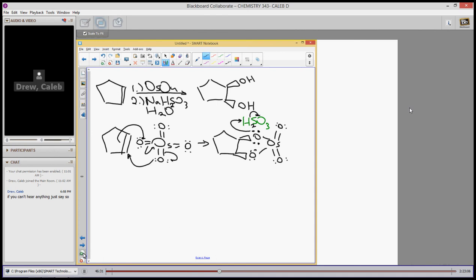Is it H2? No, it's HSO3. Is it HSO3? With 2, it's H2SO3. Hopefully he's not testing you on your 104 knowledge. These reagents are most likely going to be given to you.